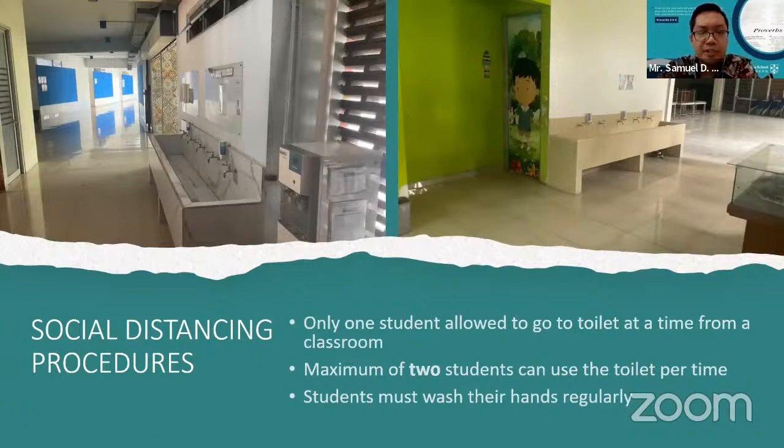Social distancing procedure: only 1 student is allowed to go to the toilet at a time from a classroom. Maximum of 2 students can use the toilet at a time. Students must wash their hands regularly, okay? And you are advised to bring your own hand sanitizer so you can sanitize your hands from time to time.